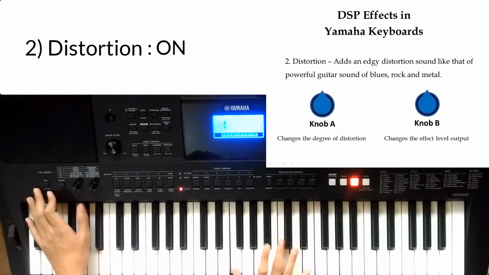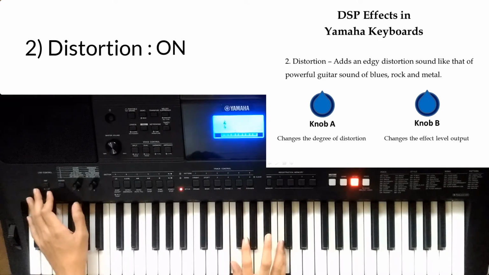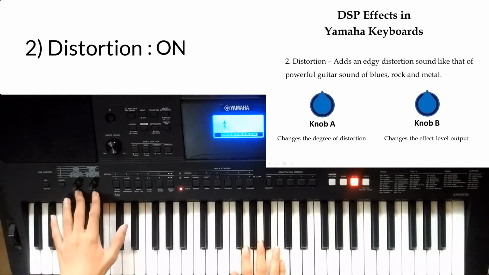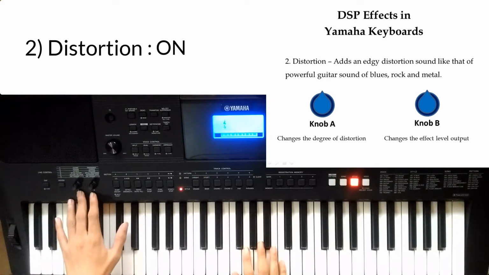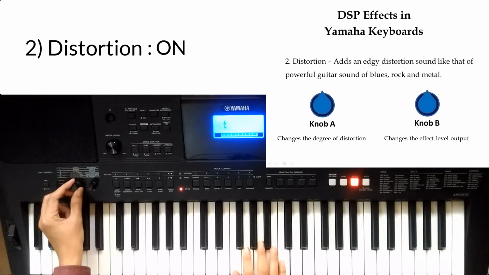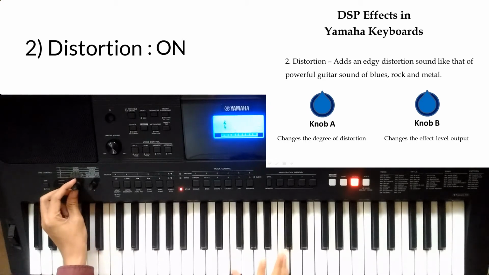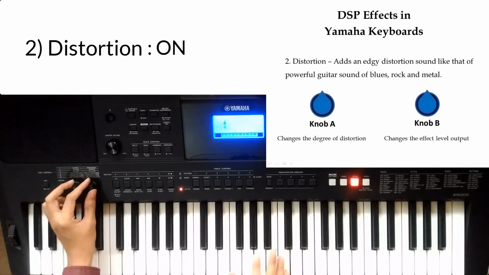With the effect, as you can see, you can change the rate and the degree of distortion over here. In this feature, knob A changes the degree of distortion, and knob B changes the effect output level. So we'll see the degree of distortion changes. No distortion. Heavy distortion.